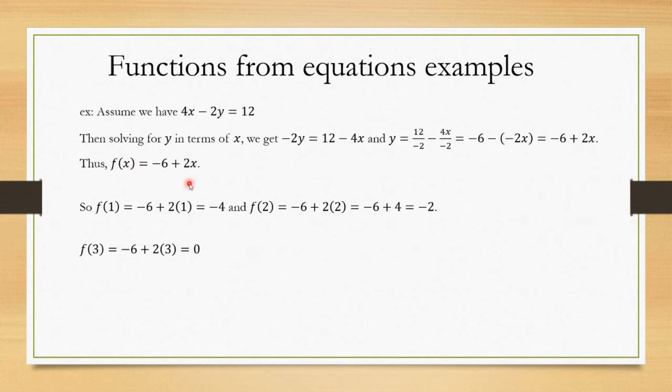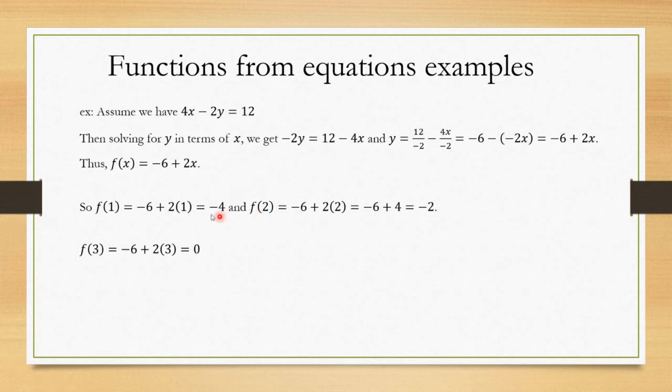So now we can calculate function values by algebra, right? For instance, if we wanted f of 1, that's how this is read, f of 1, you just replace x by 1. We get -6 plus 2 times 1. Well, that's -4. So f of 1 is -4. Again, I'm just replacing x with the number.